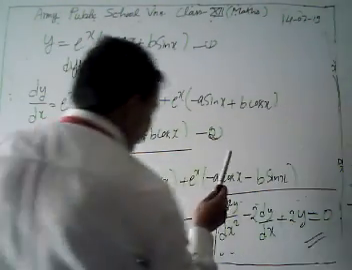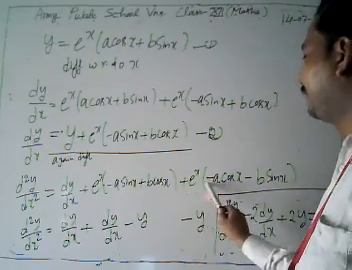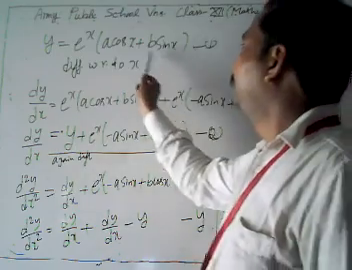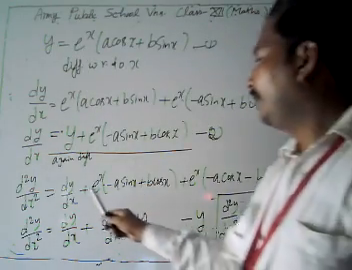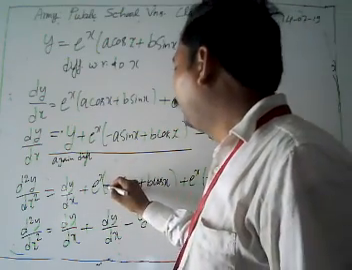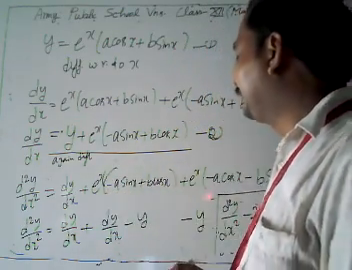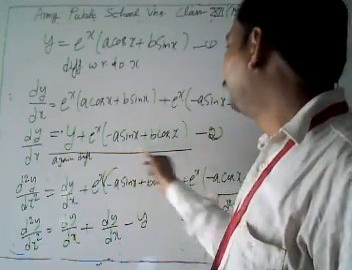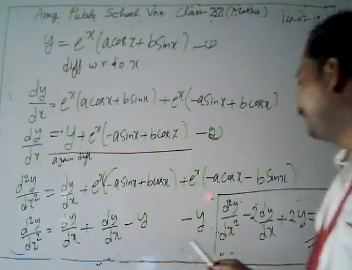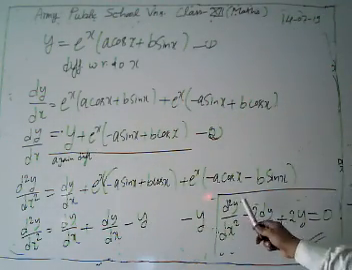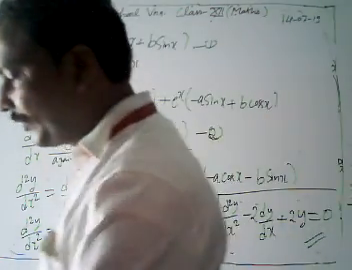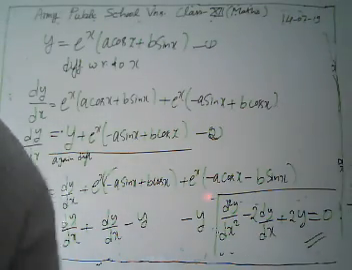Taking the minus common, we have minus e to the power x times (a cos x plus b sin x). Using equation 1, we put here y, so it's dy/dx, and the value of e to the power x times (minus a sin x plus b cos x) we get from equation 2: it is dy/dx minus y. After rearranging, we have d2y/dx2 minus 2 dy/dx plus 2y equal to 0. This is our differential equation for the given curve.